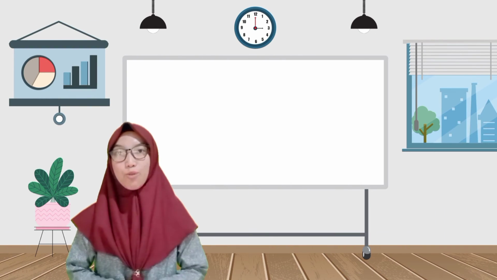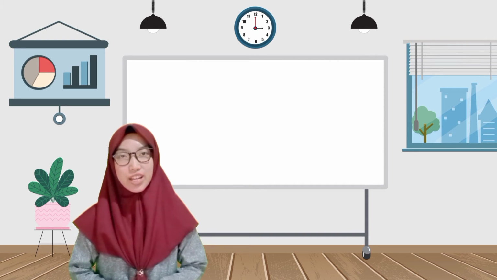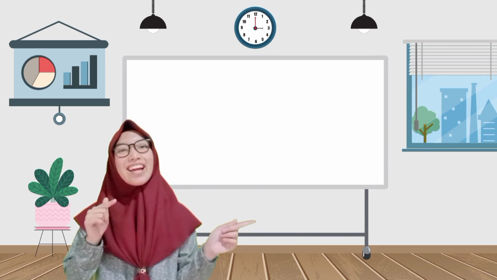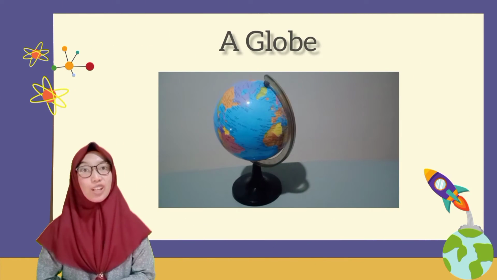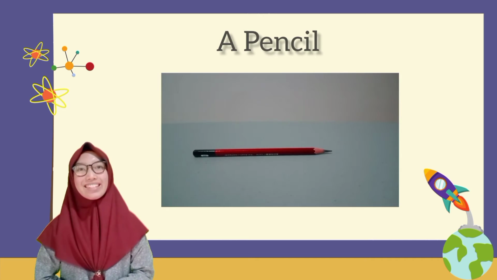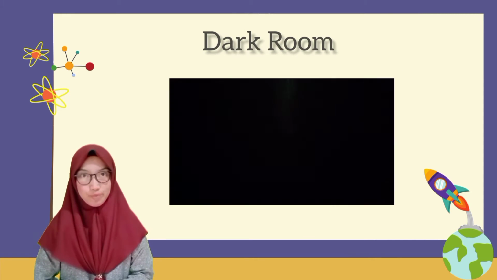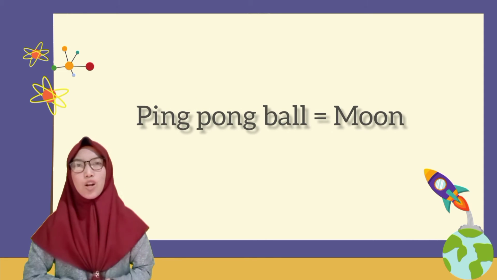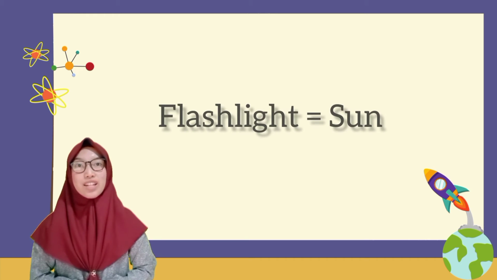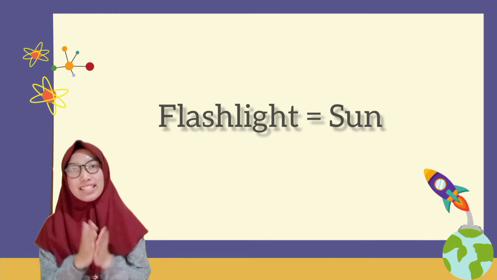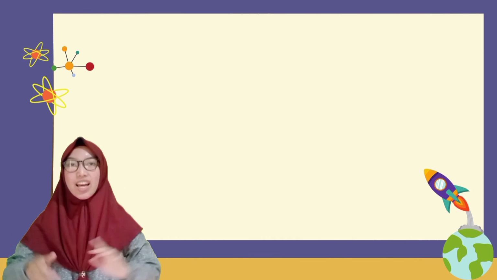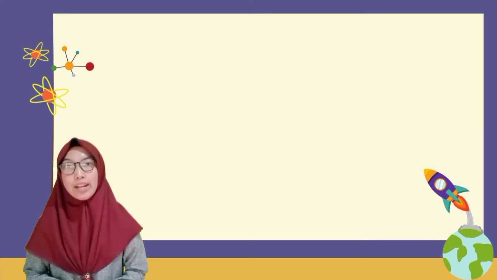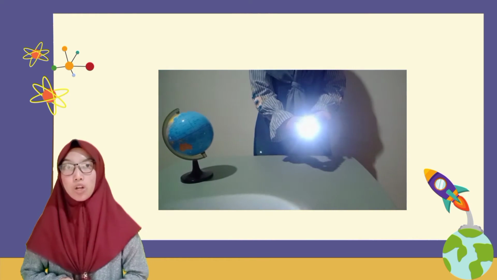In this experiment, we will make a simulation of the moon revolution that can make the 8 different phases of the moon. So, let's start the experiment. For this experiment, we need a globe, a ping pong ball, a pencil, a flashlight, and a dark room. The globe here will become the Earth. The ping pong ball, which is smaller than the globe, will become the moon. And the flashlight will be the sun that's shining on it so that we can see the phases. But first, we must push the pencil into the ping pong ball like this. Then, turn the flashlight on and face it toward the globe like this.